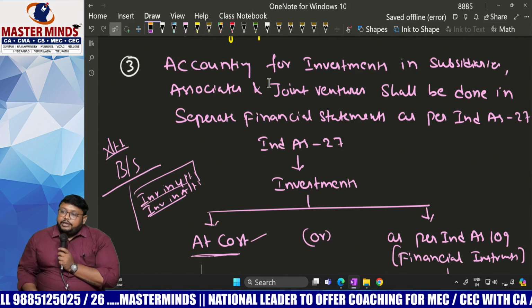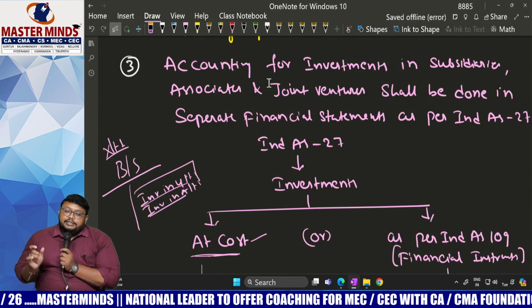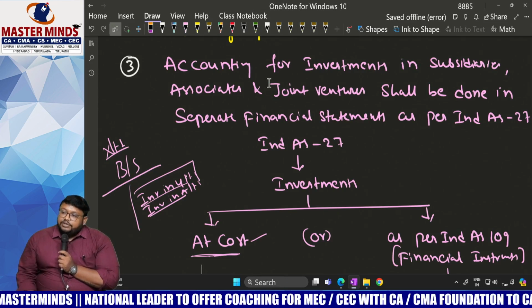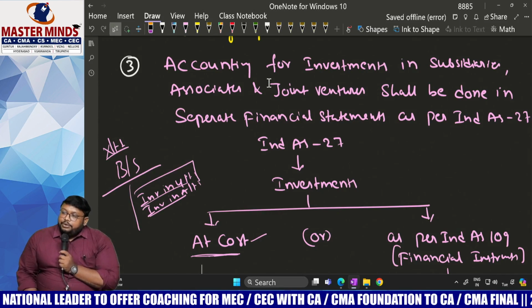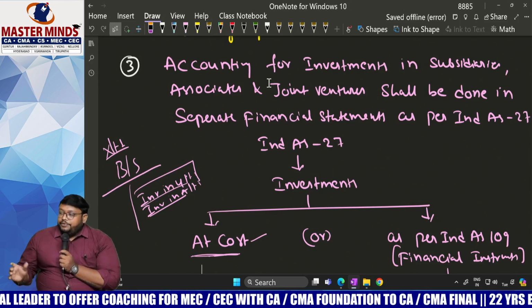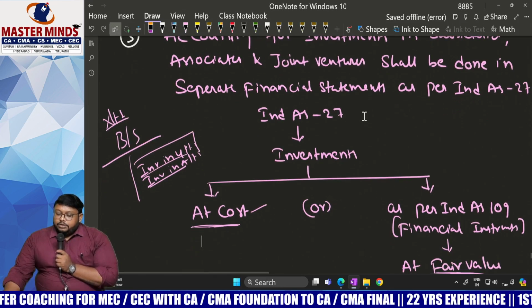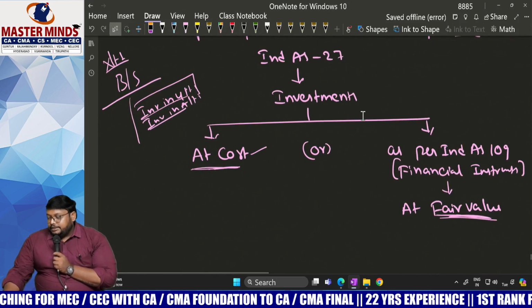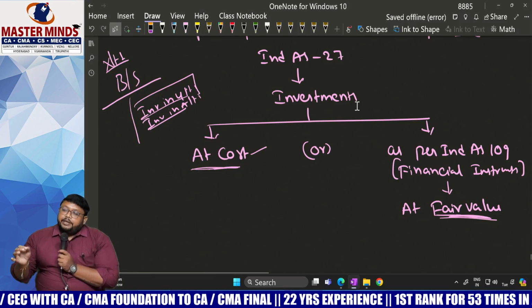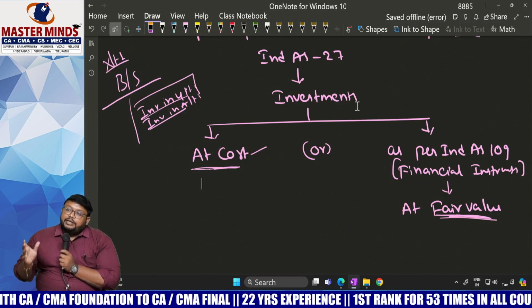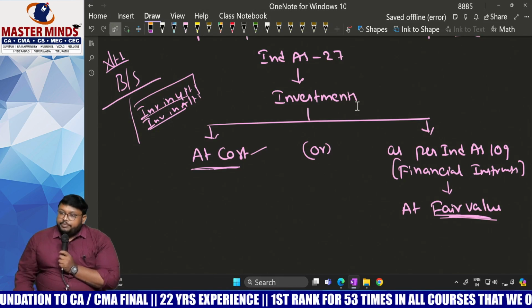When you are preparing separate financial statements as per Ind AS 27, investments are generally recorded at cost, or sometimes when you apply Ind AS 109, you have to record the same investments at fair value. Before the introduction of Ind AS 109, investments were generally recorded at cost price only. But as I told you, the major purpose of introducing Ind AS is that everything will be recorded at fair values. This is the fair value measurement aspect.